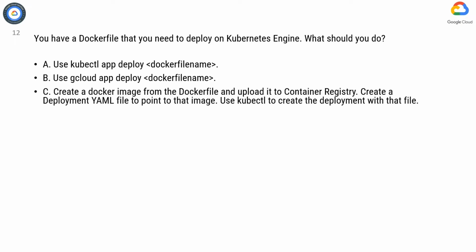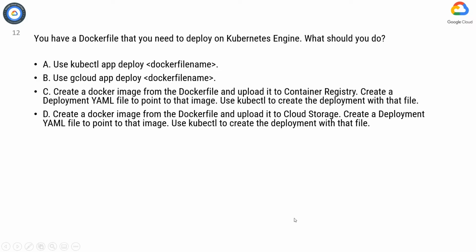Option C. Create a Docker image from the Dockerfile and upload it to Container Registry. Create a deployment YAML file to point to that image. Use kubectl to create the deployment with that file. Option D. Create a Docker image from the Dockerfile and upload it to cloud storage. Create a deployment YAML file to point to that image. Use kubectl to create the deployment with that file.